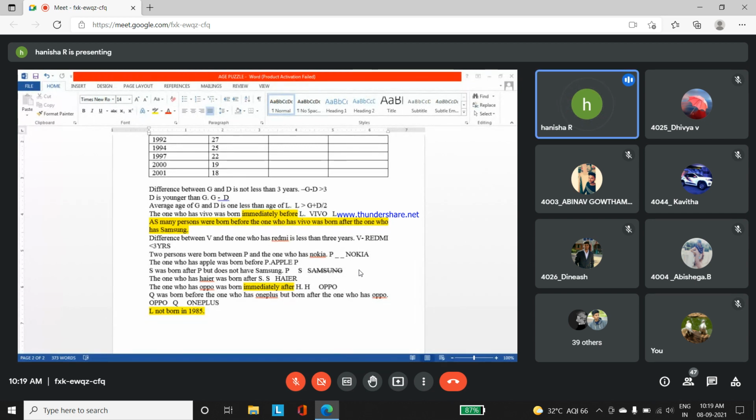Okay, so we have highlighted the important points here. With the help of these important clues, we are going to solve this problem.